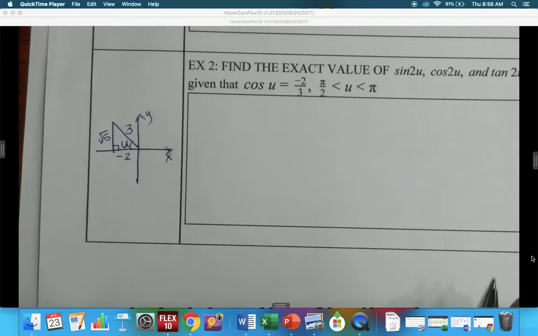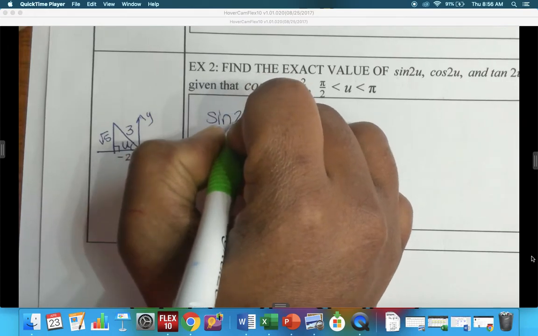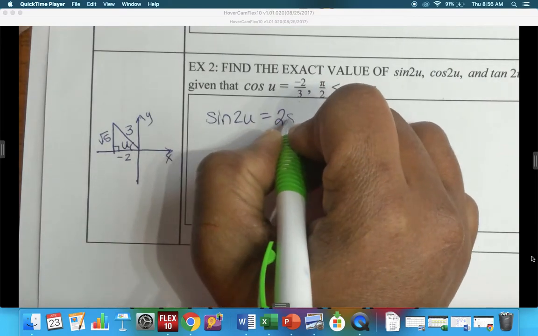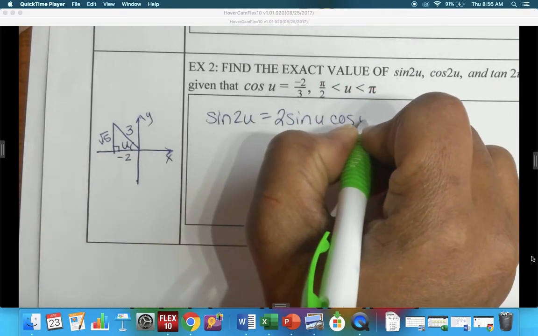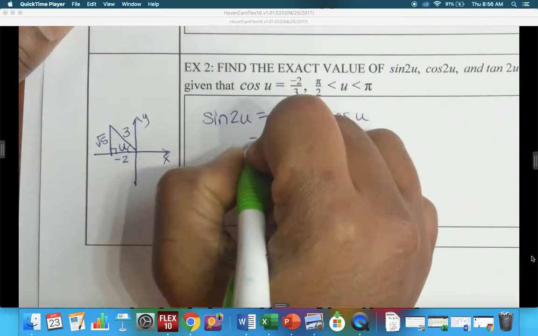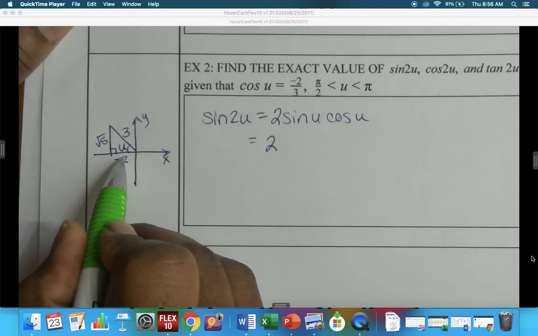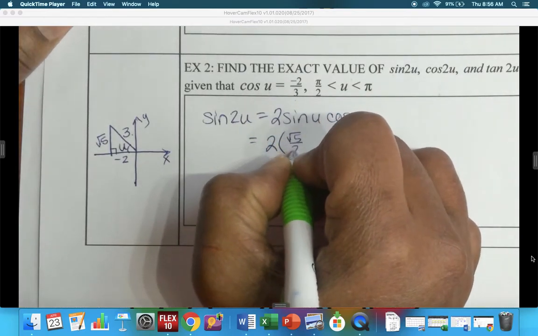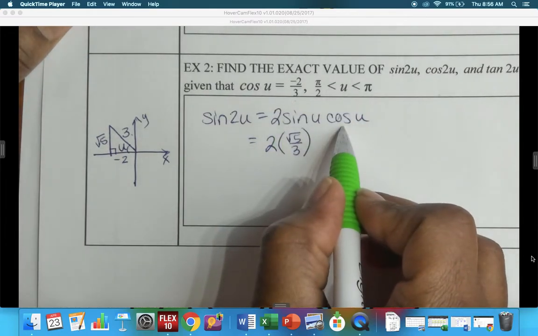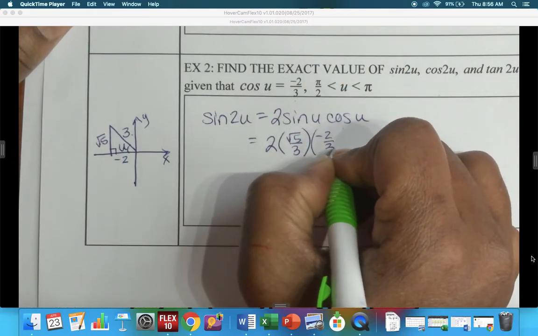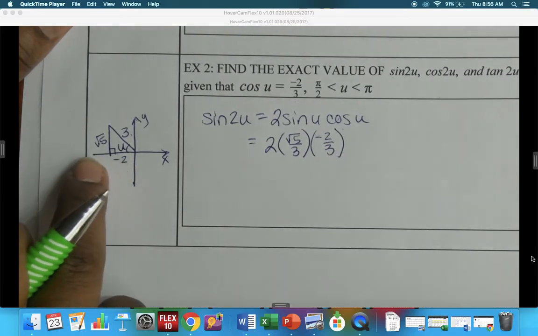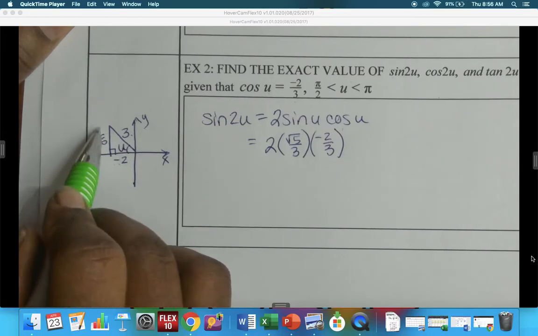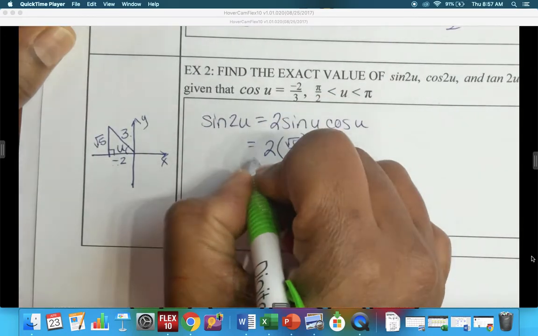All right. So we're tasked to find sine of 2u. And the formula says that sine of 2 times the angle is 2 sine of the angle cosine of the angle. All right. So I have my triangle here. I know that sine of this angle is opposite over hypotenuse. So sine is root 5 over 3. And I was actually given cosine already. So cosine is negative 2 over 3. All right, just have to make sure our positive and negative signs are correct. We're here on the left, so cosine is negative, sine is positive. So we're good.